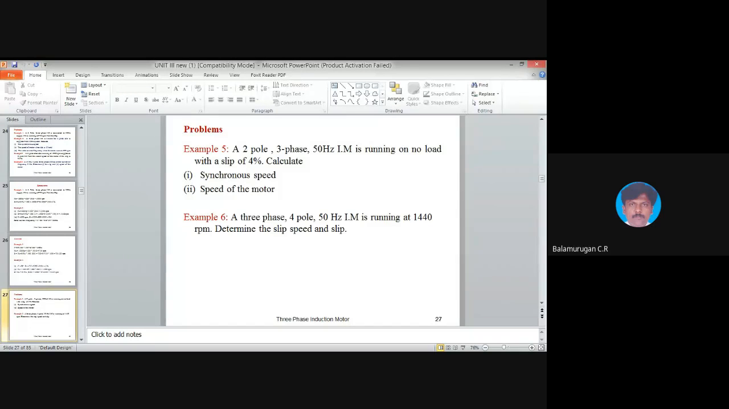Okay. If you have completed fifth means we can go to the sixth problem. Shall we move to the sixth problem? All completed or not?